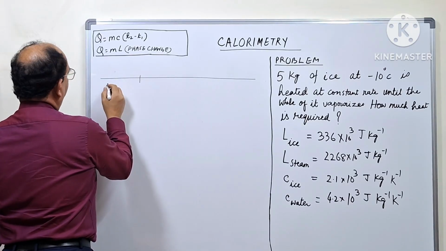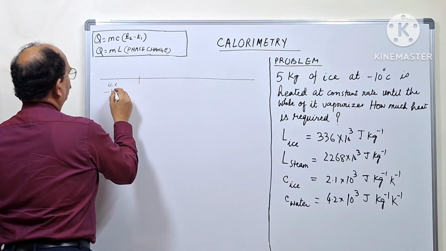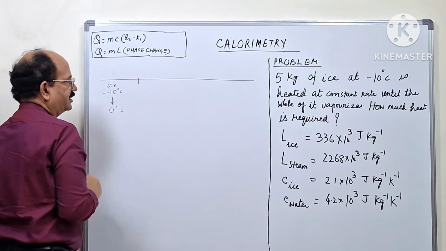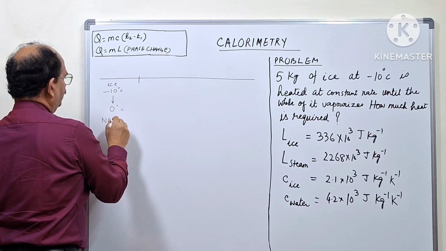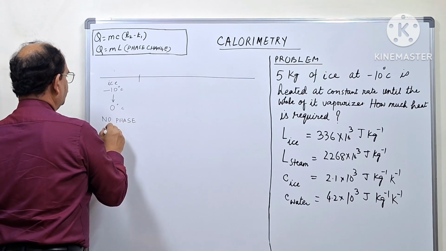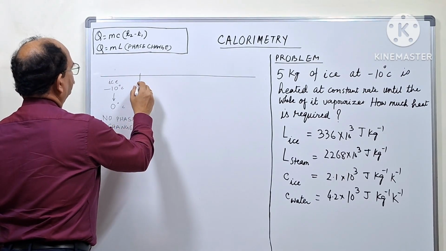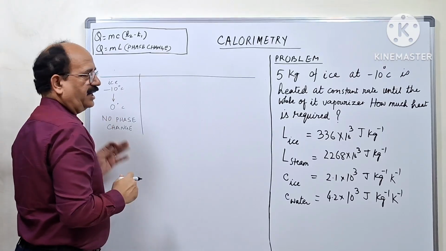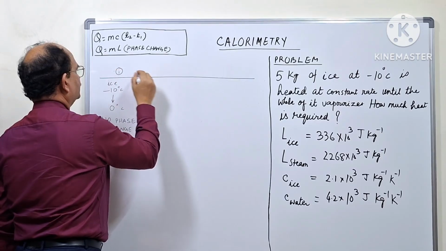So when the ice is at minus 10 degrees Celsius, you will have to supply heat to it to bring it to 0 degrees Celsius. This is a stage where there is no phase change. Okay. After that, all the ice has come to 0 degrees Celsius, you are still supplying heat. This is the first scenario.